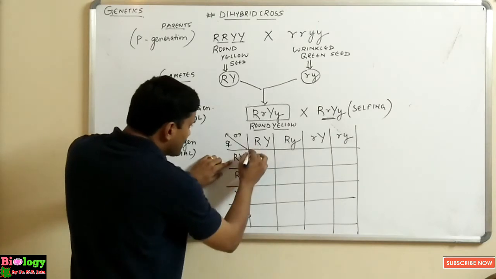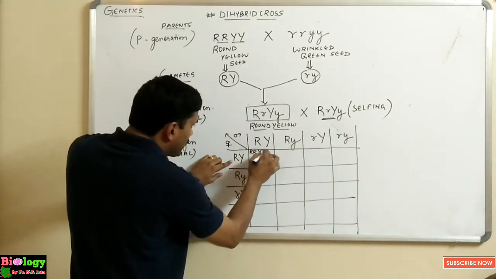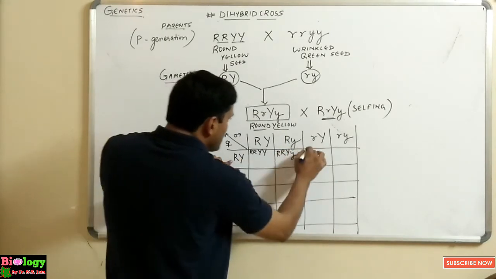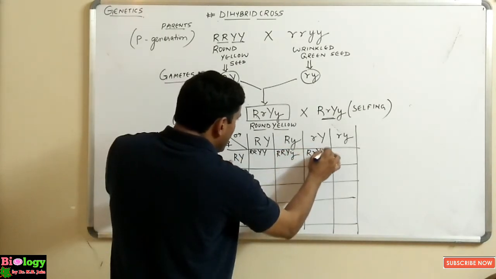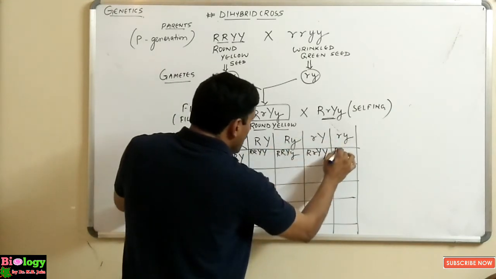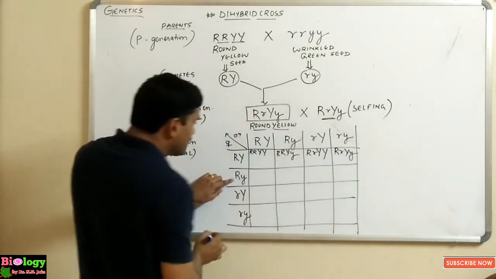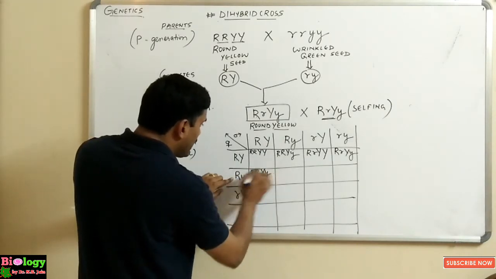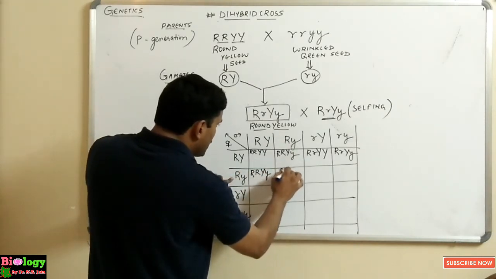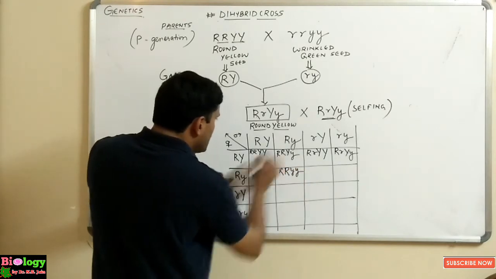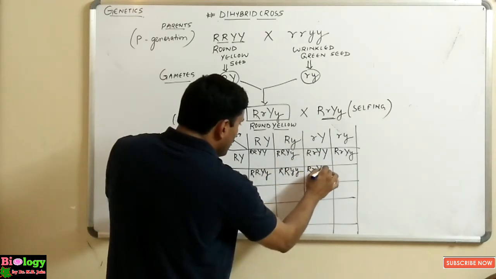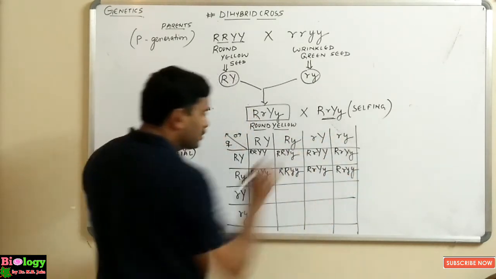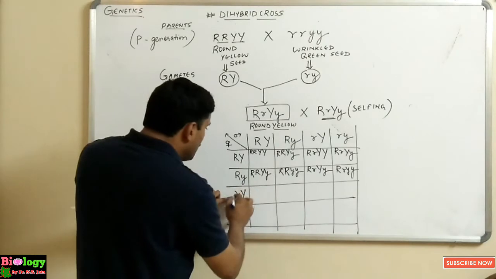Now cross this with this: capital R, capital R, capital Y; this with this: capital R, capital Y, small y; this with this: capital R, capital Y; this with this: capital R, capital Y, small y. Again the second one, this with this: capital R, capital Y, small y; this with this: capital R, small y; this with this: capital R, capital Y, small y; and this with this: capital R, small y, small y. And so on, I am crossing like this.